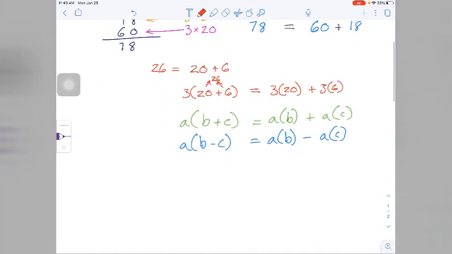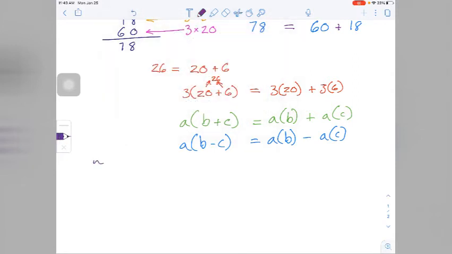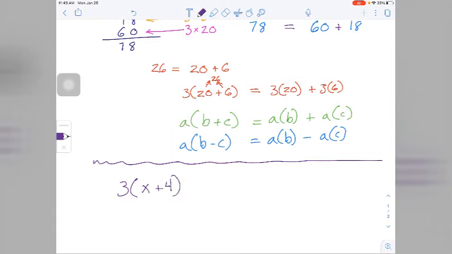So the thing where it gets weird, though, is when we have variables. So what you guys are going to be seeing this year is things like this: 3 times x plus 4, something like that.